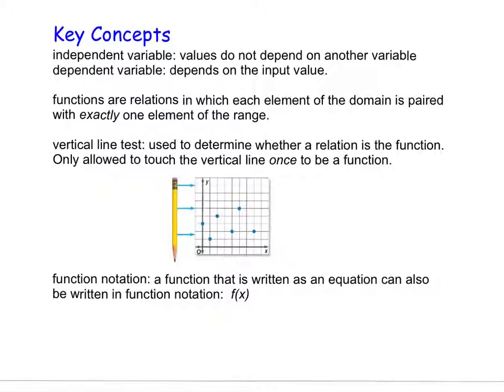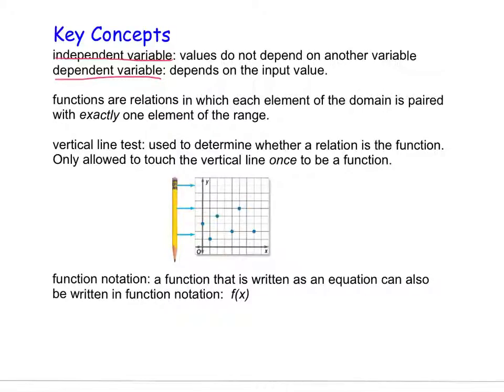Okay, our first key concept is an independent variable. Now, an independent variable means that values do not depend on another variable. So we can think of maybe the time. We've got seconds, minutes, hours. None of that depends on anything else. It's always going to be constant. That's an independent variable.